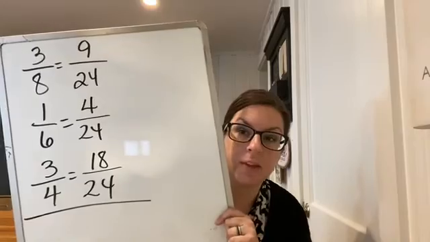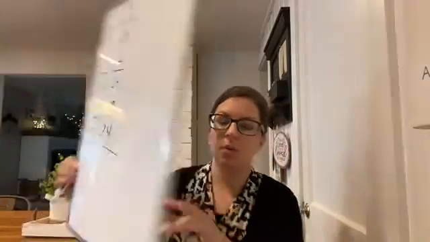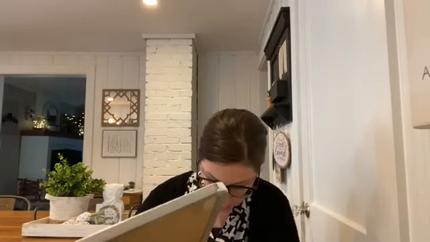So 8 times 3 is 24, so 3 times 3 is 9. 6 times 4 is 24, so 1 times 4 is 4. 4 times 6 is 24, so 3 times 6 is 18. So now I can add them together because they all have the same denominator. 9 plus 4 is 13. 13 plus 18 is 31. So 31 24ths.